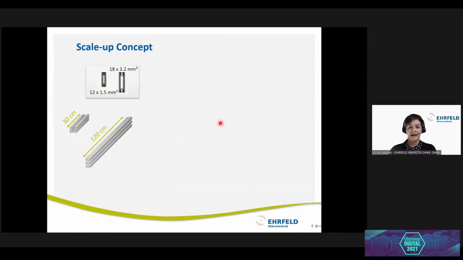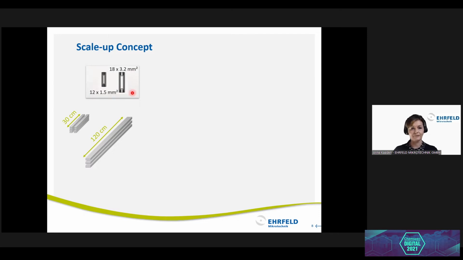So how do we do the scale up? As mentioned, in the lab, we have this 30 centimeter Microba lab. And for the pilot scale, we do a bit of widening of the channels. You can see that here. So we go from 1.5 by 12 to 3.2 by 18 millimeter. So we widen the channel a bit.